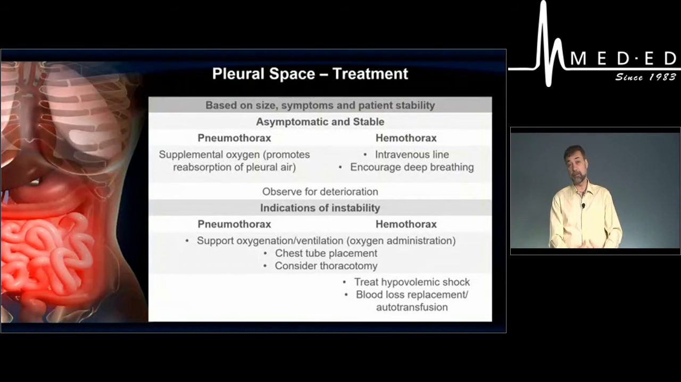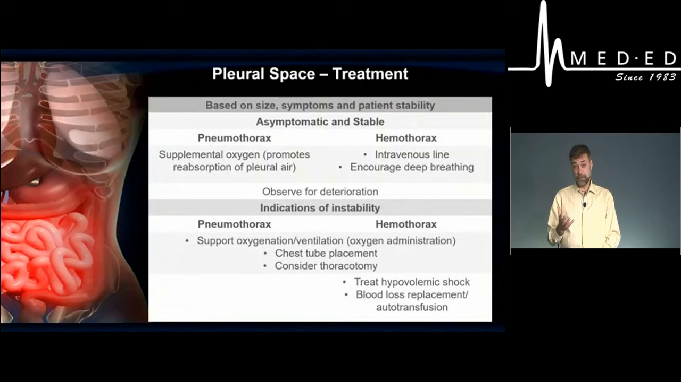Now, the same can be said for a small hemo. If it's a little venous hemo and there's 100 or 200 mLs of blood collecting, we may not put in a chest tube. We may just simply observe the patient, encourage deep breathing, and the blood can then reabsorb.